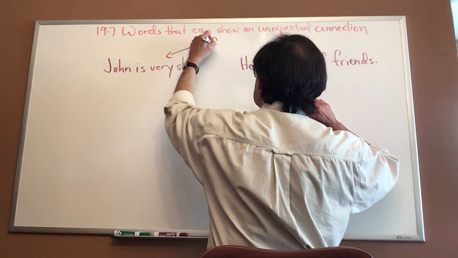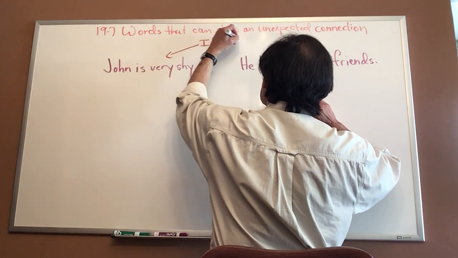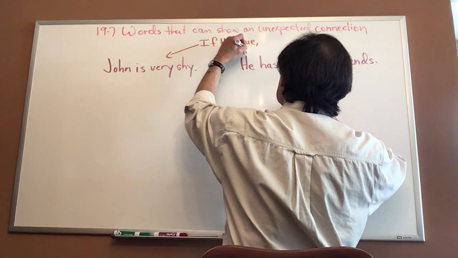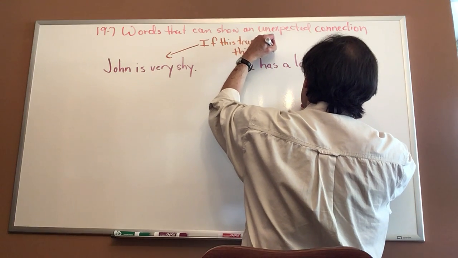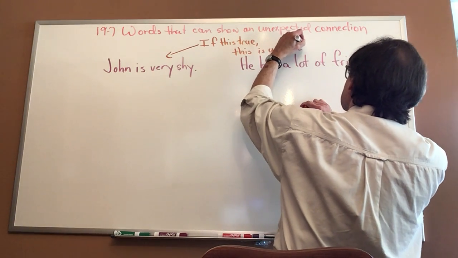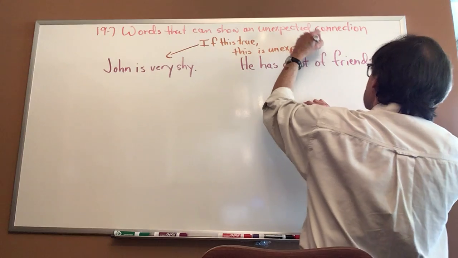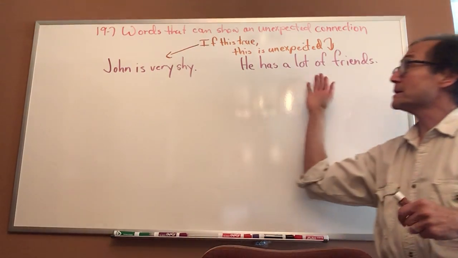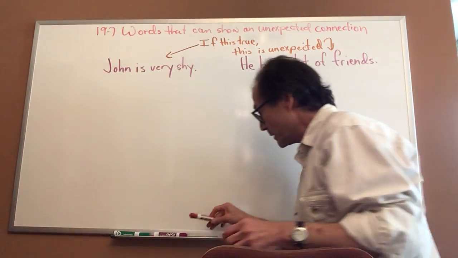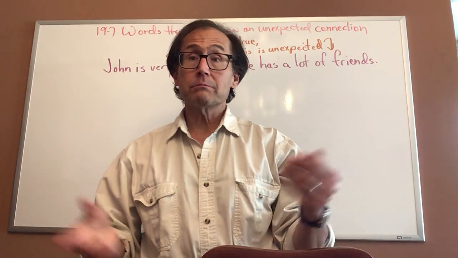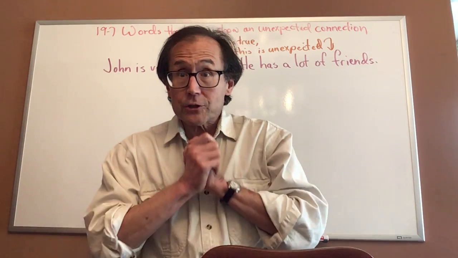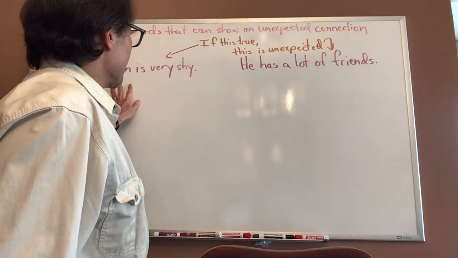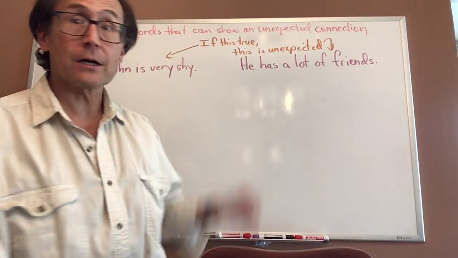So, in this situation, I could say, if this is true, then this is unexpected. So if this is true, this is unexpected or something unusual. Usually, shy people don't have a lot of friends because they're shy and they don't talk easily to people. But here, unexpected. John is very shy. He has a lot of friends.